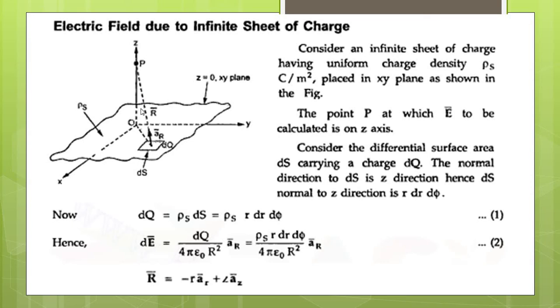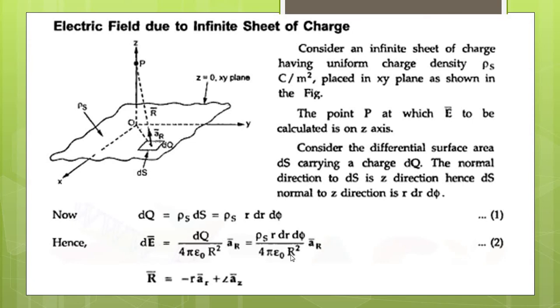So in the cylindrical coordinate system, we need to consider the differential surface which is normal to the z-axis. So differential surface normal to the z-axis is r into dr into d phi. So in place of ds, put these terms. Therefore, find dE, which is equal to dq by 4 pi epsilon naught R square into aR. In place of dq, substitute rho s into r into dr into d phi into aR by 4 pi epsilon naught R square.